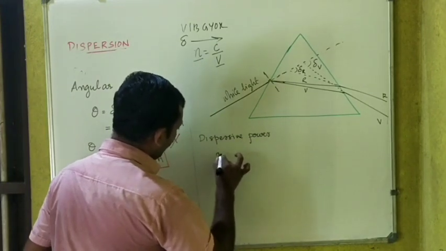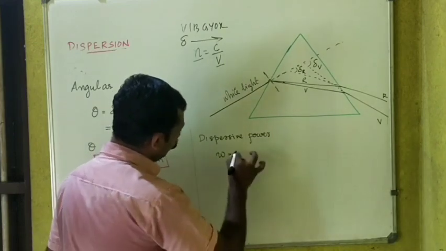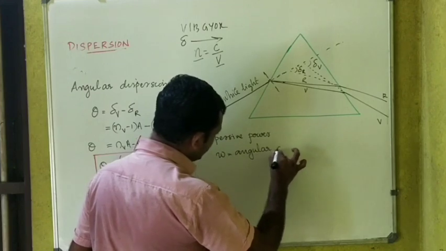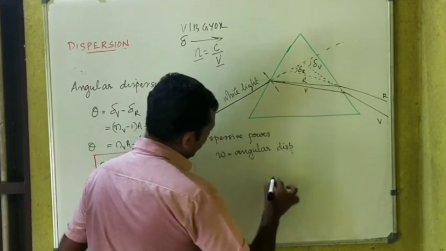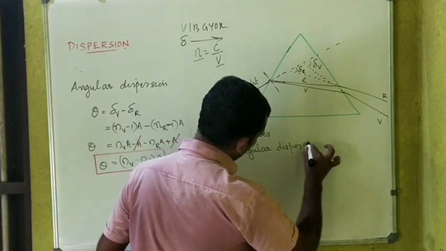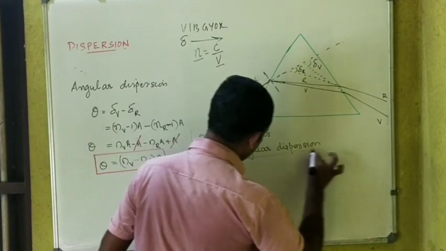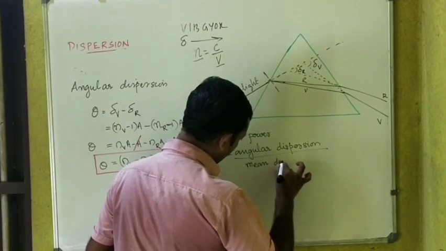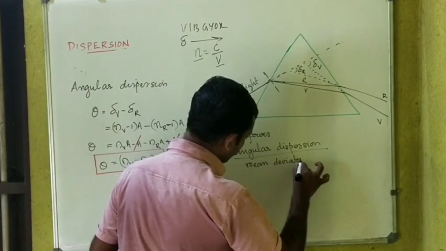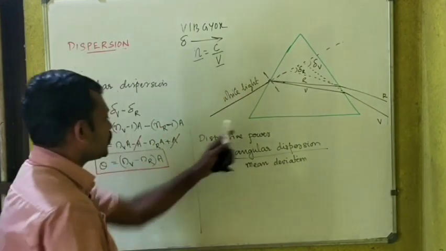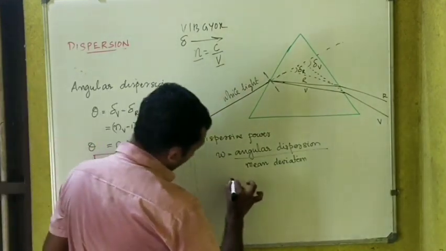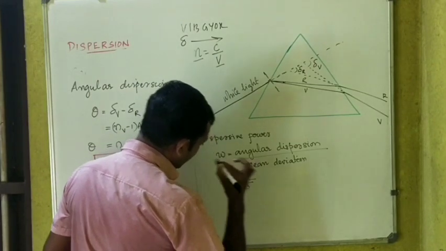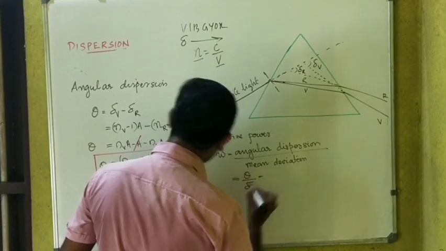So dispersive power omega is given by the ratio of angular dispersion to the mean deviation. The angular dispersion divided by mean deviation is what is called the dispersive power omega, which may be written as theta divided by delta. But what is theta?